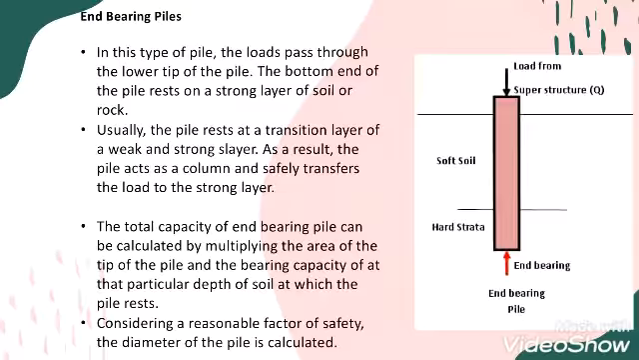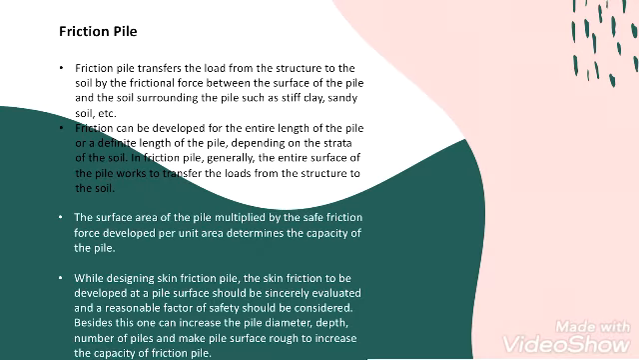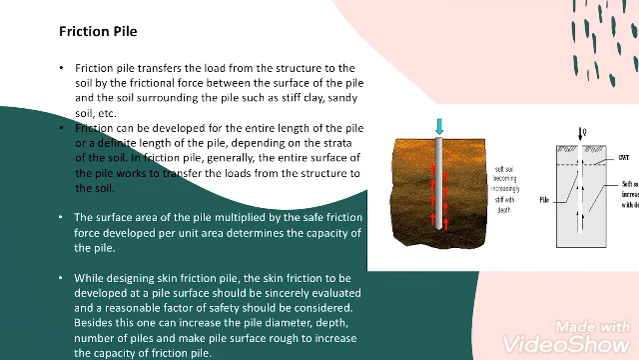Friction pile. Friction piles transfer the load from the structure to the soil by the frictional force between the surface of the pile and the soil surrounding the pile, such as stiff clay and sandy soil. Friction can be developed for the entire length of the pile or a definite length of the pile, depending on the strata of the soil.